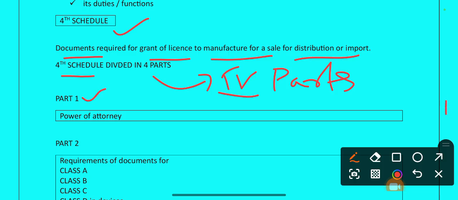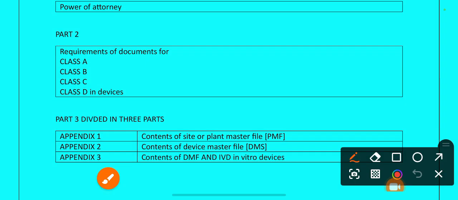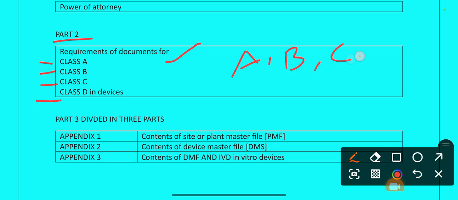Part 1. What is Part 1? Power of attorney. And next, Part 2 is the requirements of documents for class A, class B, class C and class D devices. So medical devices are divided into totally 4 classes: class A, class B, class C and class D.